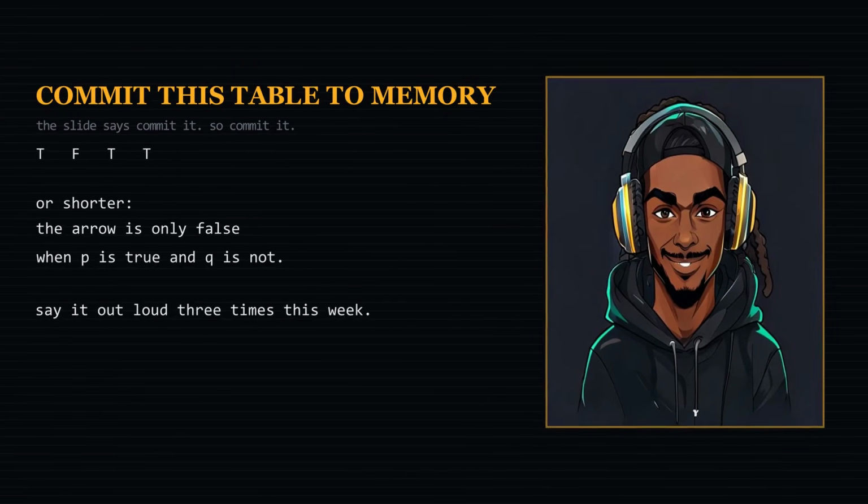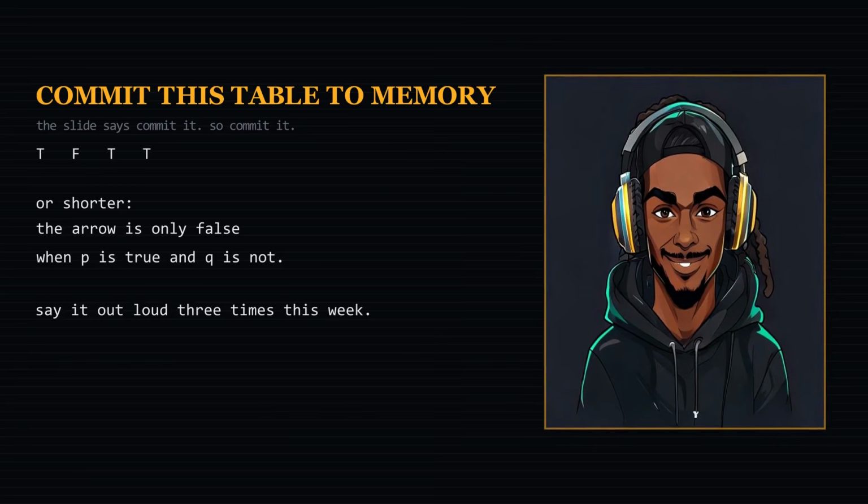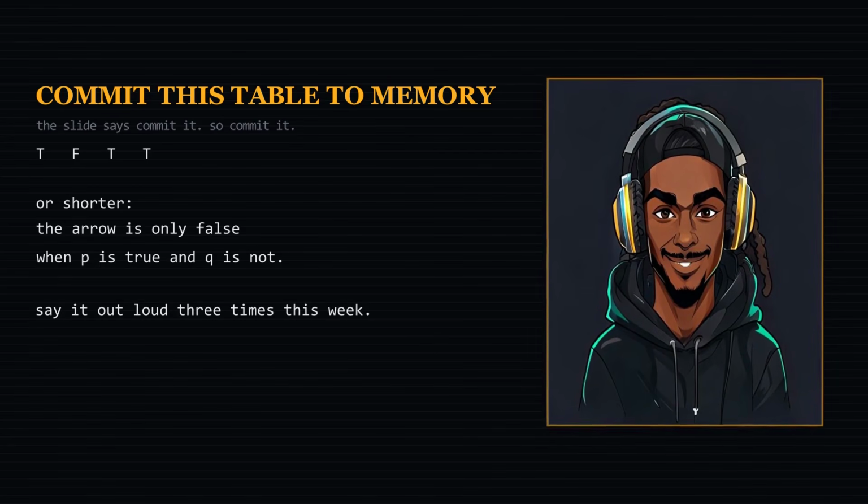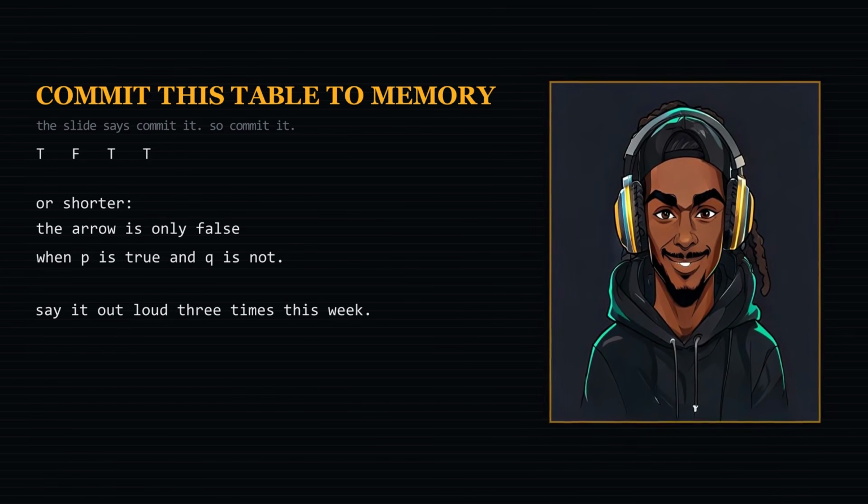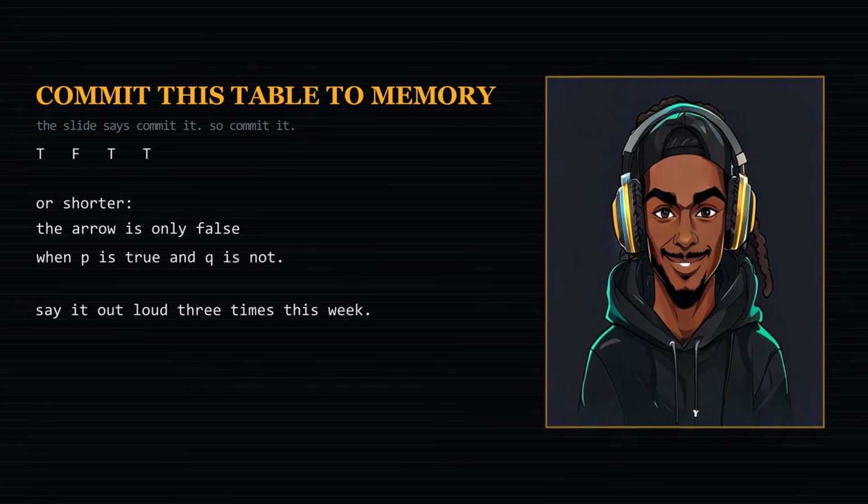The slide literally says you will need to commit this table to memory. So do true, false, true, true, or shorter, the arrow is only false when P is true and Q is not. Say that out loud 3 times this week and you own it. It is 4 letters. T, F, T, T. Write it on the inside of your laptop if you have to.